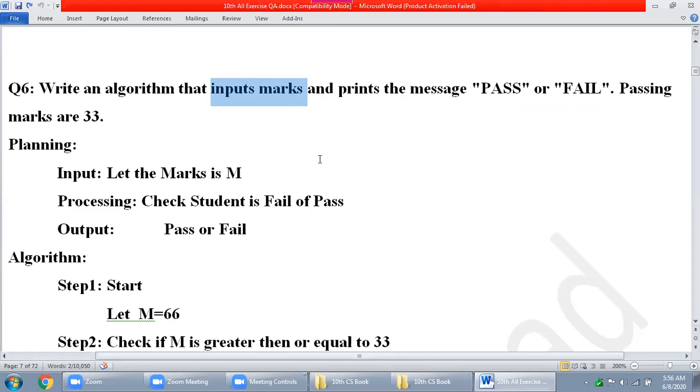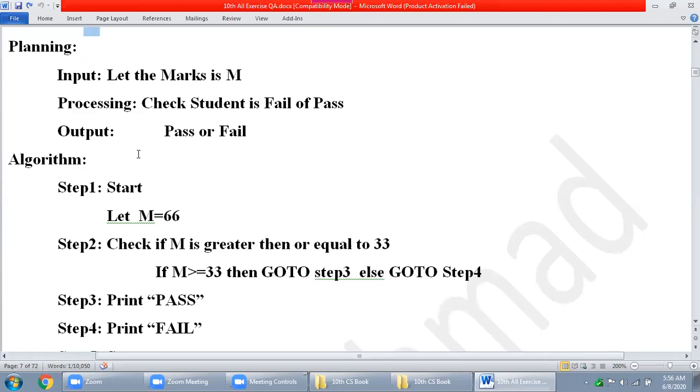So this is the board criteria. Our school criteria is 40%. If you achieve 40%, you are pass. If you get below 40%, you are fail. In the algorithm, they are giving you: write an algorithm that inputs marks and prints the message pass or fail, while the passing marks are 33. It means that if you want to pass, you must obtain more than 33%. Okay, this was the question.